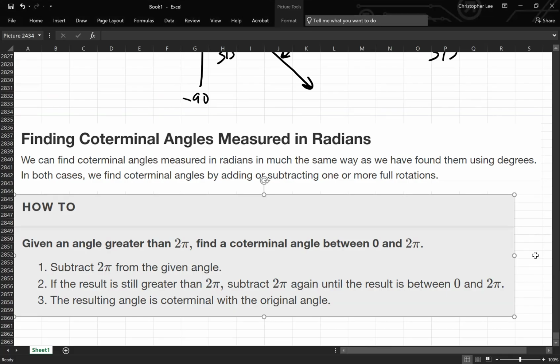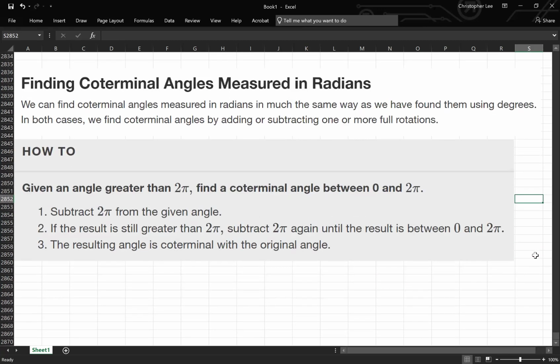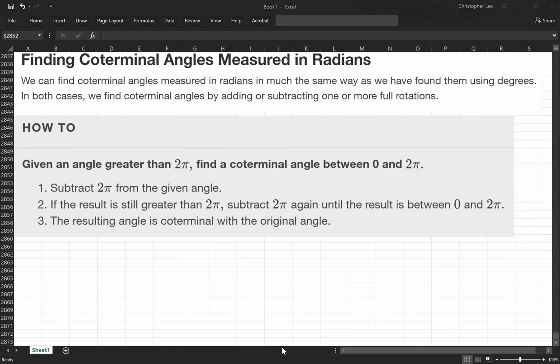Me personally speaking, I don't do this. I flip it into degrees and I do the previous step. And then when I get my answer, I flip it back into radians and call it a day. Your choice, what you want to do. I personally don't like radians, I like degrees. That's just my little tidbit.